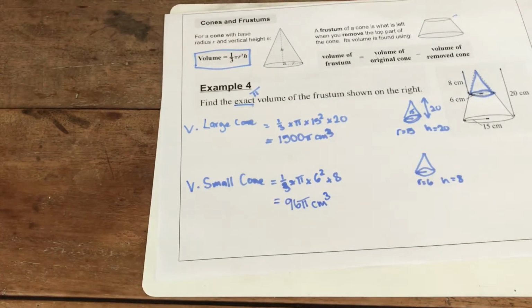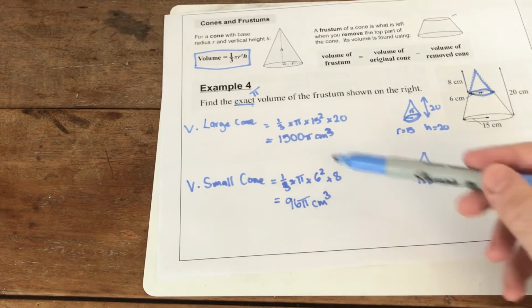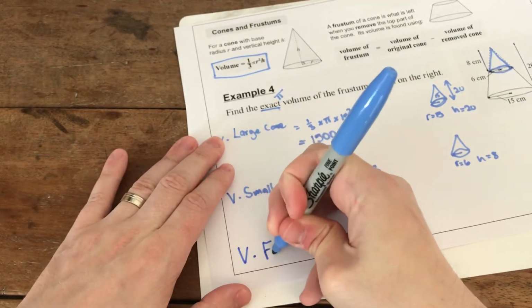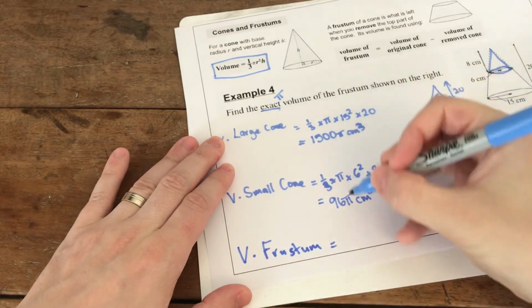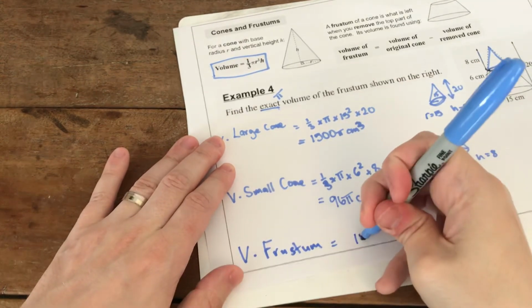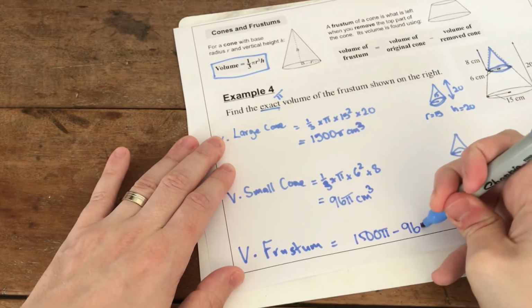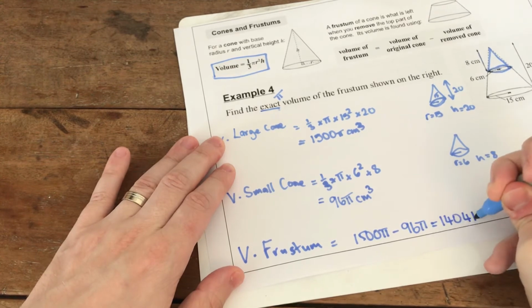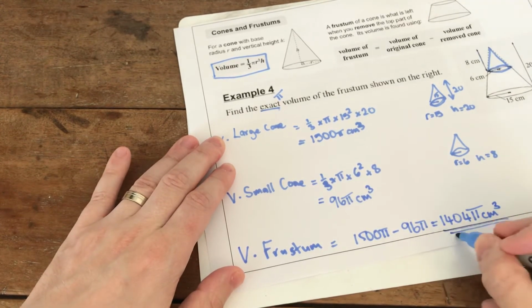Again, if you were asked to find the volume of a cone, that's all you have to do. But because we're trying to find the volume of a frustum, we take these away from each other. So we go 1,500 pi, take away 96 pi, and that gives me 1,404 pi centimetres cubed. That's my final answer.